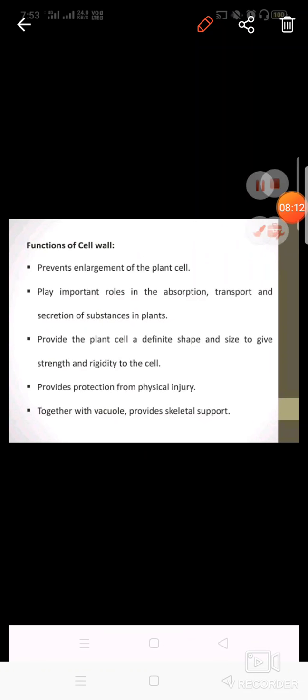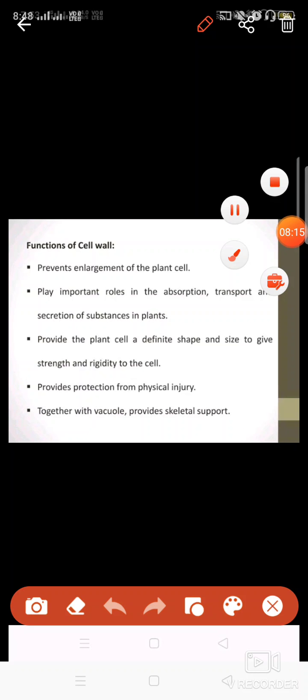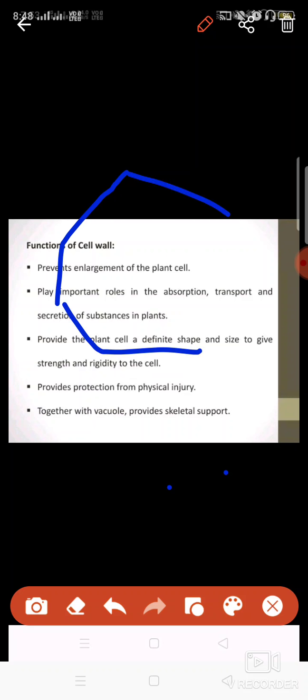Now let us see what the functions of the cell wall are. Basically, the cell wall is present to give a kind of shape to the plant cells. It gives strength to the plant cell, and it gives flexibility to the parts where it is present. It is also helpful in the absorption of substances, because it is semi-permeable in nature, so molecules can get inside it. It also helps in the transport of substances, absorption of substances, and secretion.